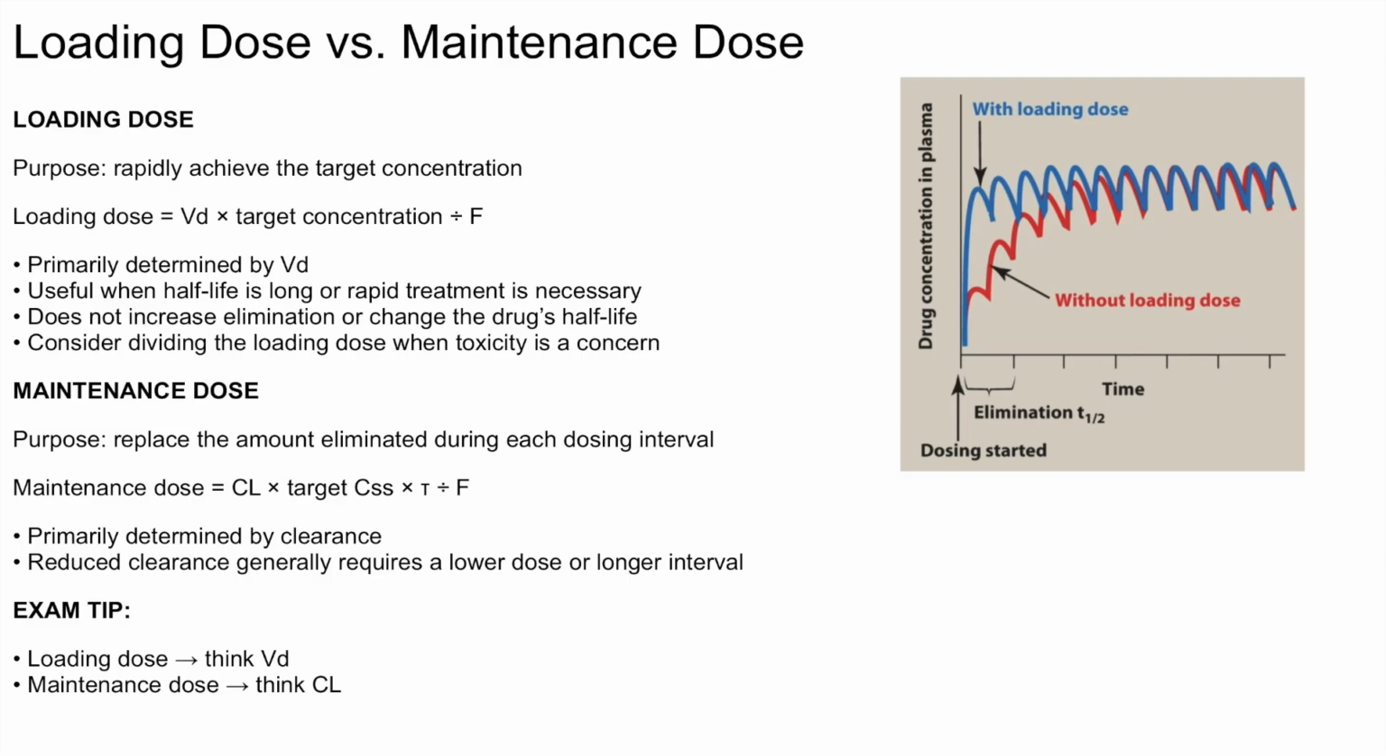All right, so a loading dose rapidly brings the drug concentration to its target. It's calculated as volume of distribution multiplied by the target concentration divided by bioavailability, and loading dose is therefore primarily determined by volume of distribution.